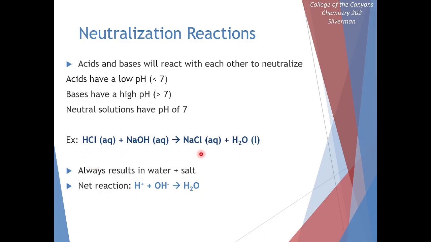Here is our example. Hydrochloric acid neutralizes sodium hydroxide. We produce sodium chloride and water. This is typical. We're going to have a net reaction of some salt plus water. If it's a soluble salt, our net ionic equation is just those H pluses and those hydroxides producing water.